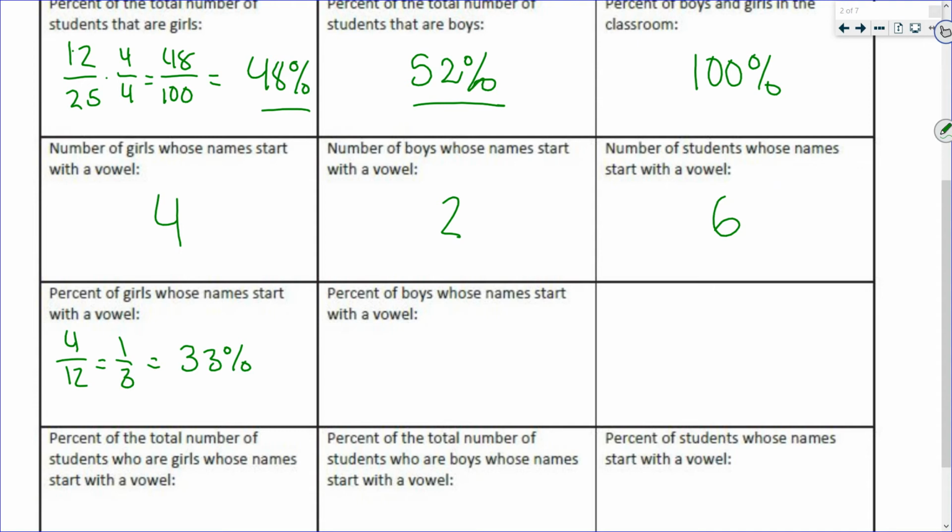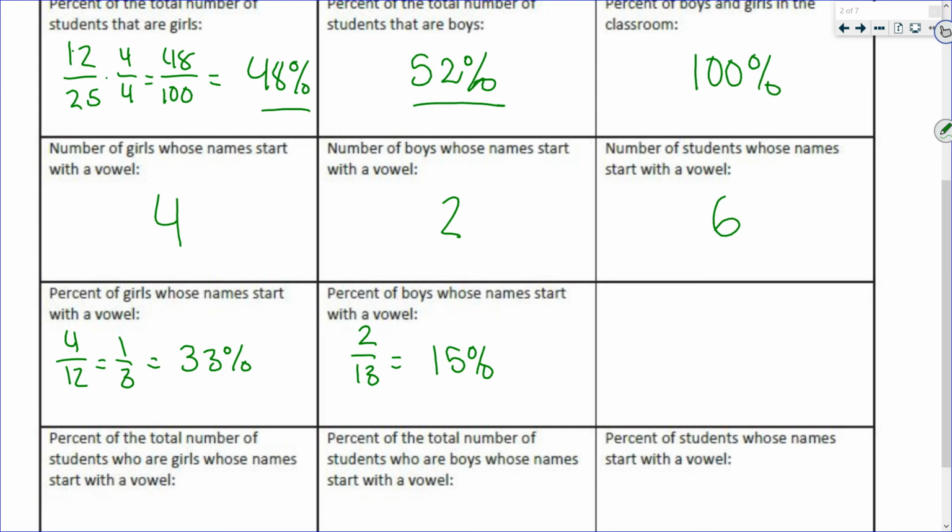Well, remember, there's 13 boys. So that's 2 out of 13, which gives me, and even Mr. Hale does not know this one off the top of his head, 2 divided by 13 gives me, all right, we're going to round up, 15%. So 15% of the boys have a name that starts with a vowel.